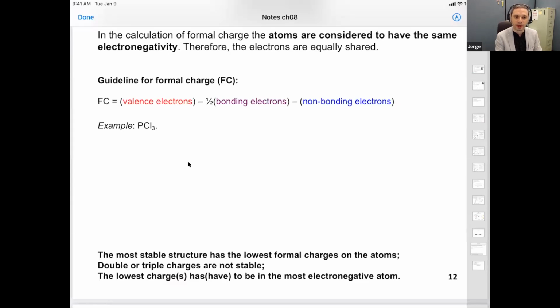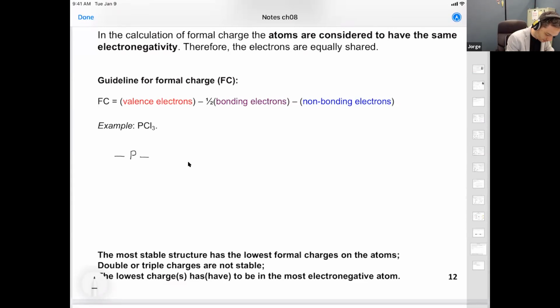When we are calculating the formal charge in a covalent compound, we are going to determine the formal charge for every atom in the structure. So let's start here with the PCl3 example. Everything starts with the Lewis structure. I'm going to go fast here because we already tackled that.